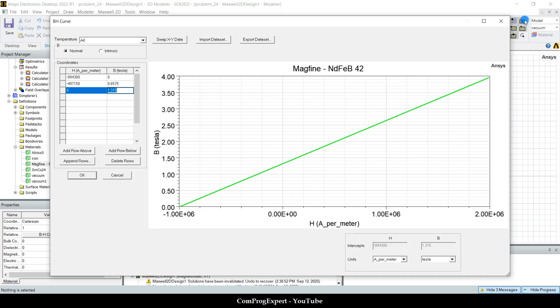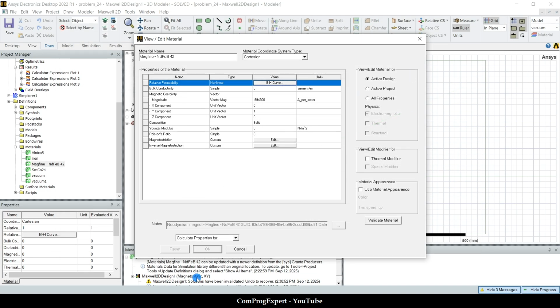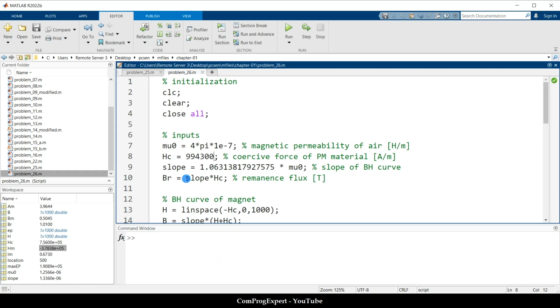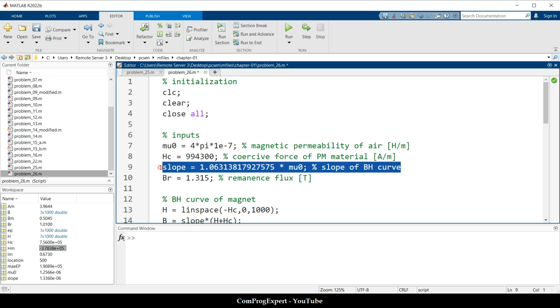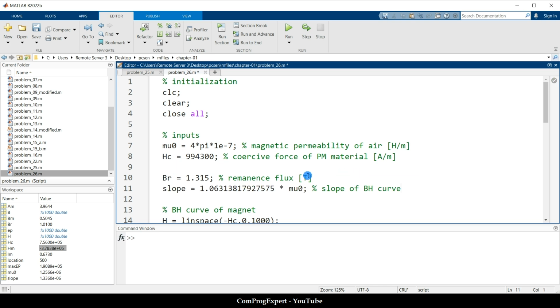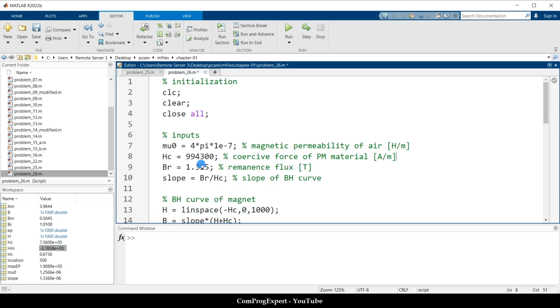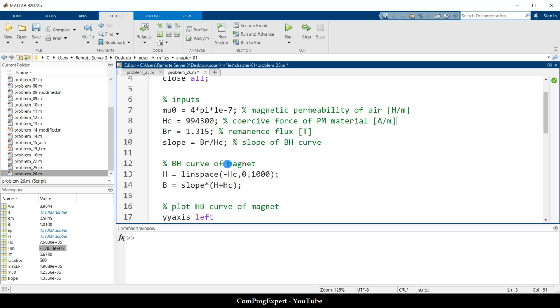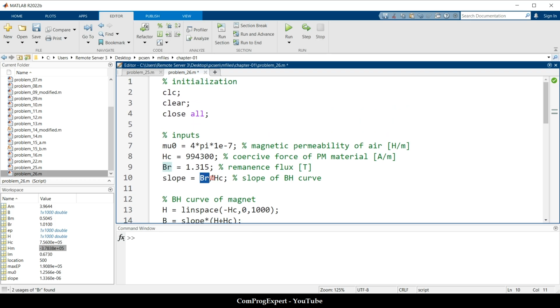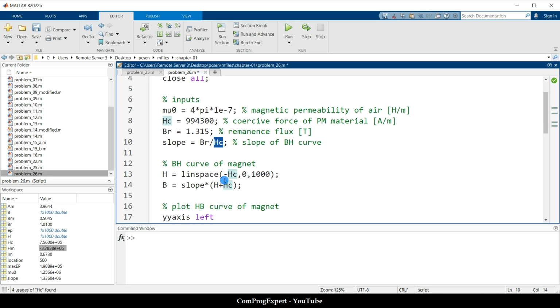So let me copy this. This is the value of the BR. We can calculate the slope that is equal to BR divided by HC, depending on the numbers that we have in ANSYS Maxwell. We can do these calculations. In this case, we have both BR and HC. In the previous case, we had HC and the relative permeability.